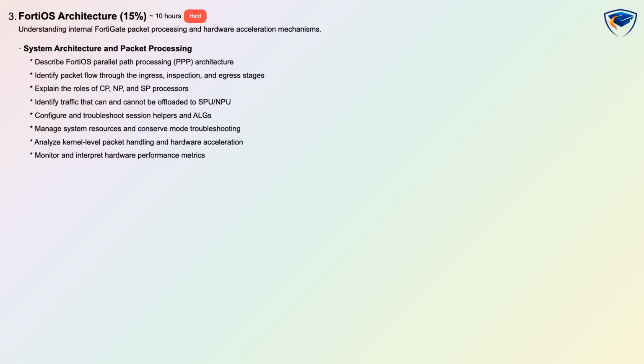The domain explains the roles of control, network, and security processors, and identifies traffic that can be offloaded to SPU or NPU versus traffic that must be processed by the CPU. You will also configure and troubleshoot session helpers and ALGs, manage conserve mode issues, and monitor hardware acceleration and performance metrics at the kernel level.